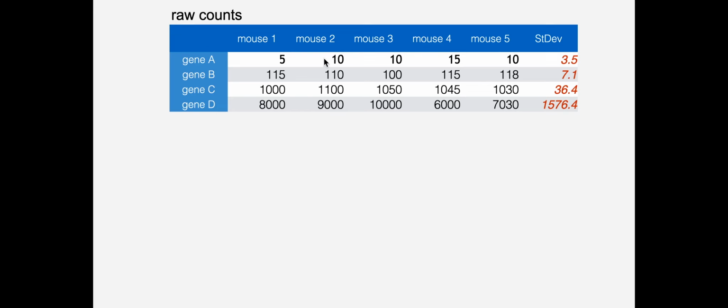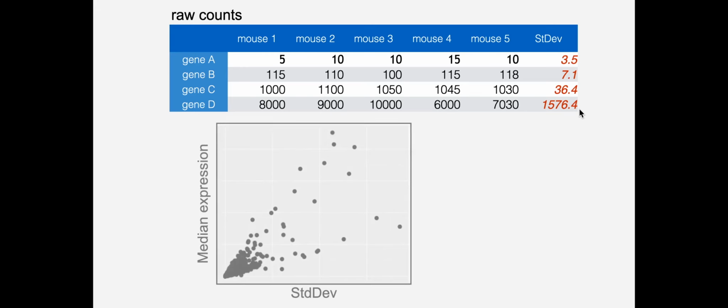And I'm showing that gene A has very low gene expression relative to these other 3 genes. Gene D has very high gene expression. And I've calculated the standard deviation of that gene expression. And one thing you may notice looking at this is that the gene that's the most lowly expressed has the lowest standard deviation, while that gene D that's really highly expressed relative to the others has the highest standard deviation.